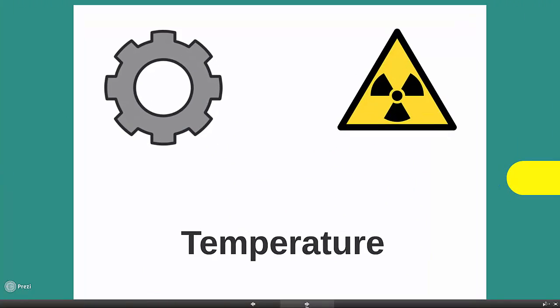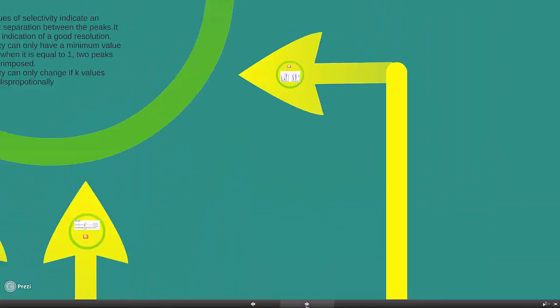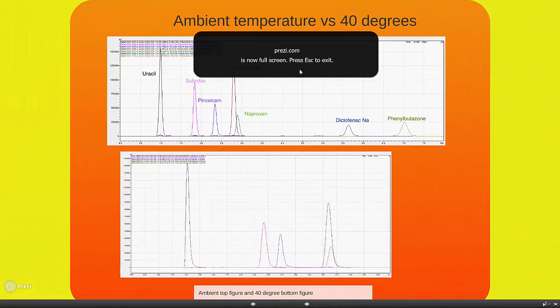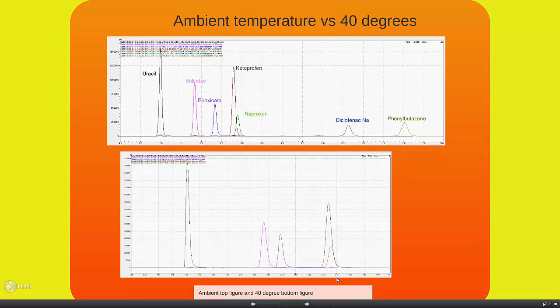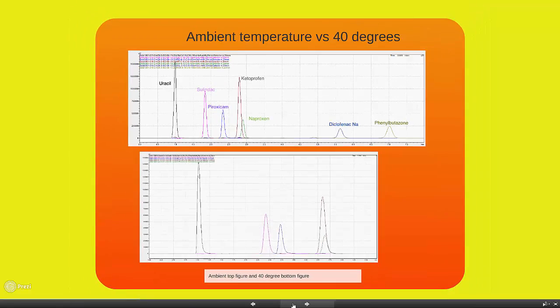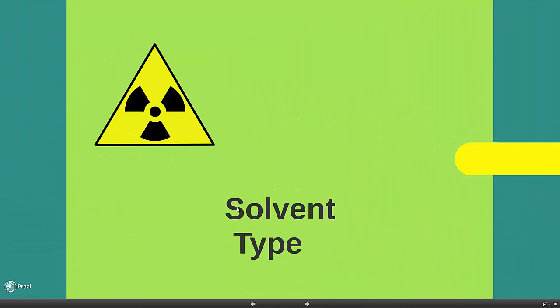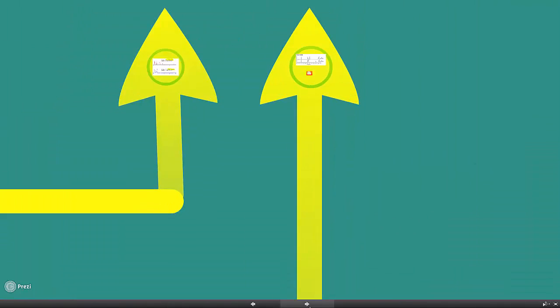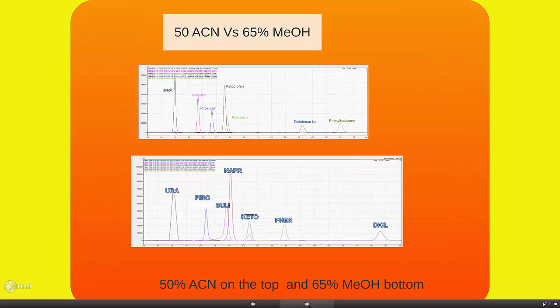It can also depend on temperature. You can see here when you have ambient temperature versus 40 degrees, the order of the peaks is different. Again, this shows that selectivity has been changed. It can also depend on solvent type. Changing solvent type, for example from methanol to ACN, will result in a change in selectivity. You can see these are the chromatograms obtained. You can see that one compound here being the last one, here being the second last, so the order of the peaks has changed.